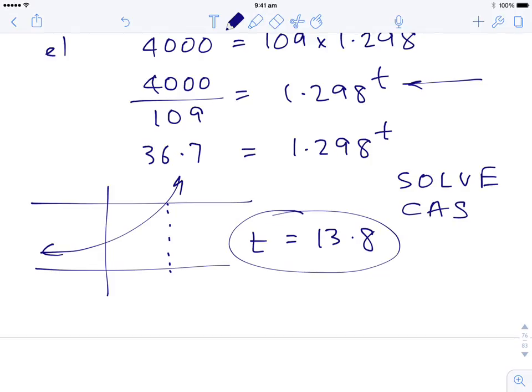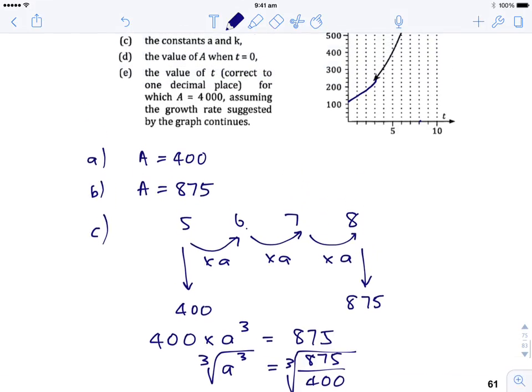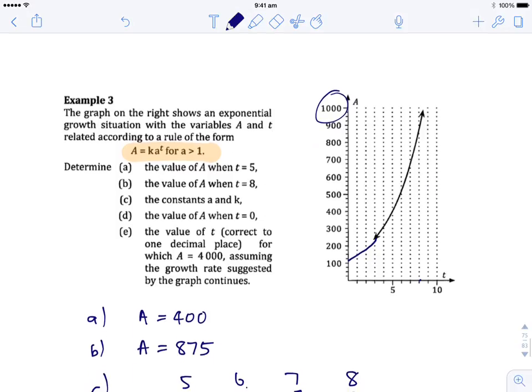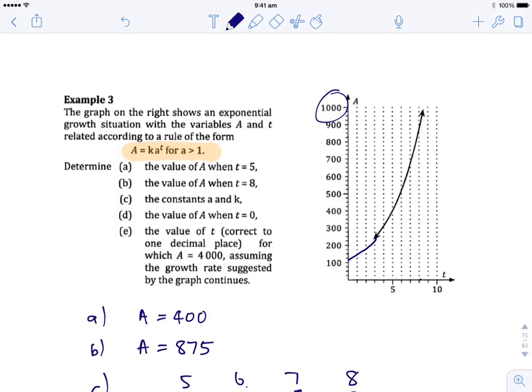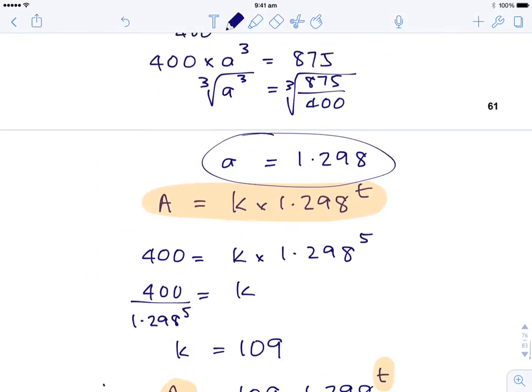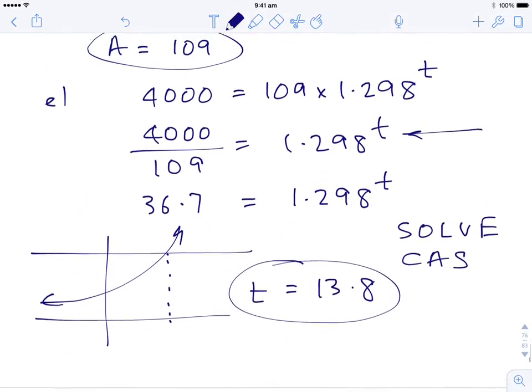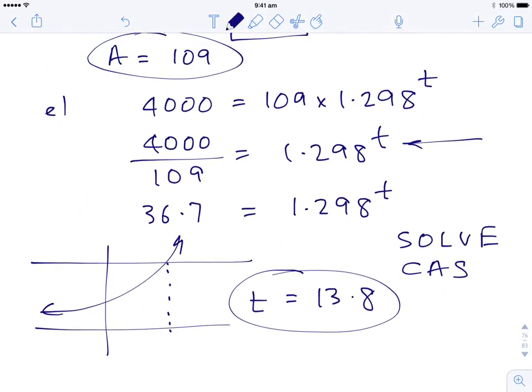So in this context here, this one doesn't tell you t's time or seconds or months or whatever. So if this was like minutes or whatever, you'd want to write your answer as 13.8 minutes. So it's just a little bit over here that the graph is actually way up there at 4,000. Okay, I hope that gives you an idea of how to do those problems.